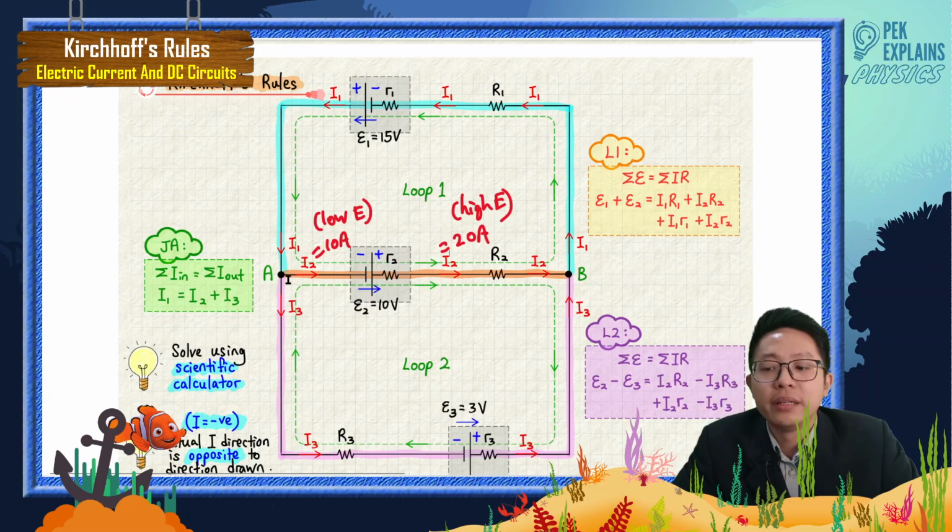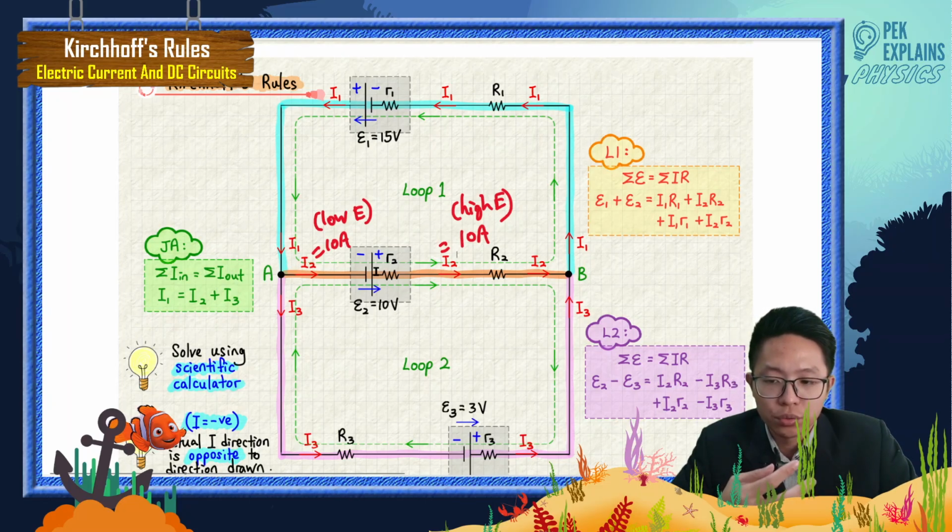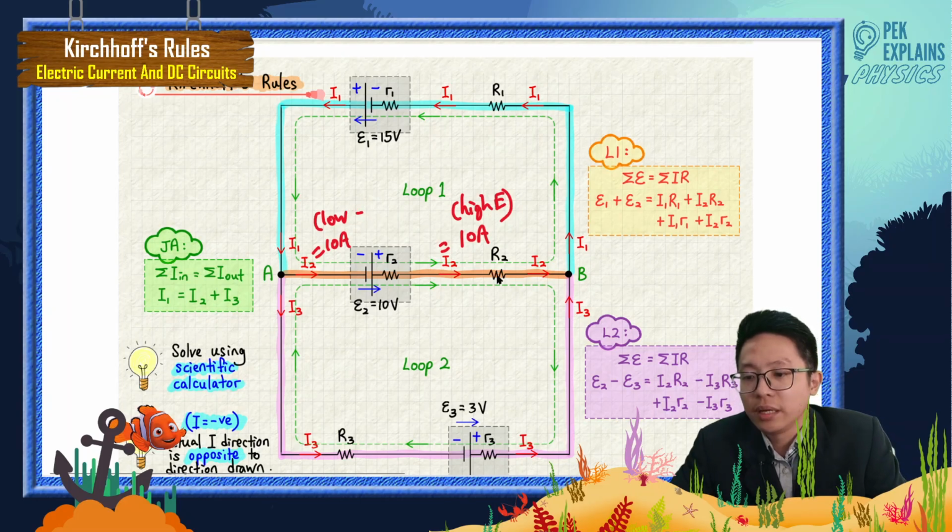Current going into the battery is the same as current going out from the battery. Same current. It's just that current going into the battery is low energy or low potential. Going out from the battery is with high potential or high energy. But the amount of current is the same. 10 ampere before, 10 ampere after. Okay? Enough of that. I just want to prove to you something about battery.